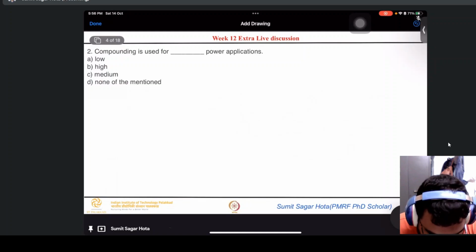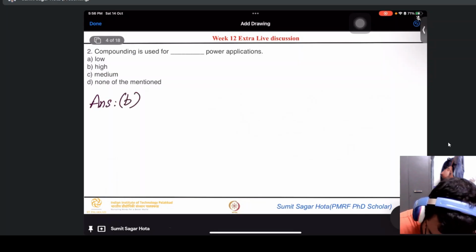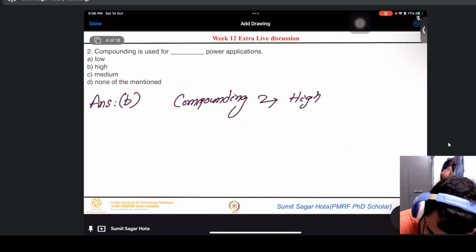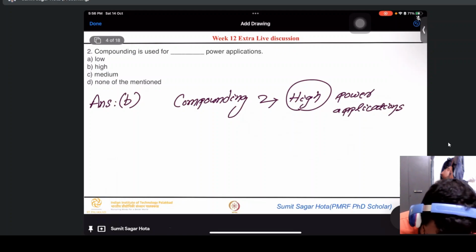Compounding is used for dash power application. Compounding is done means there should be some high power. So compounding is done for high power applications.